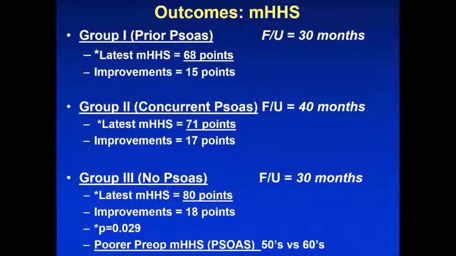If we look at the modified Harris hip score, interestingly, there was no difference for the overall improvement, but what we found is that those with a prior psoas tenotomy and those with a concurrent psoas tenotomy during the revision had presented with a lower modified Harris hip score, or more disabled, prior to the surgery. If we look at their most recent modified Harris hip scores, where they end up, it was 80 points for the no psoas tenotomy group versus 68 and 71, which is not very good for the other two groups.